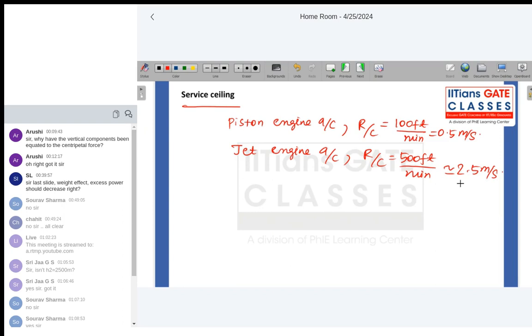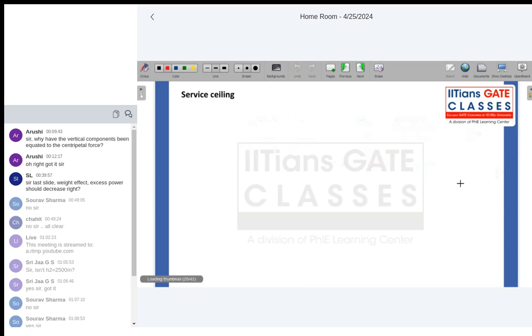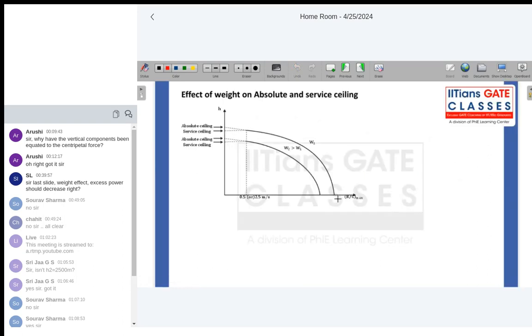So what is the effect of weight on absolute and service ceiling? Now, when weight increases, what happens? Already we have seen when weight increases, your excess power decreases.